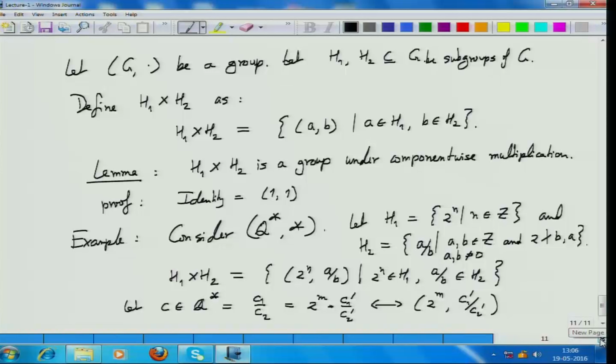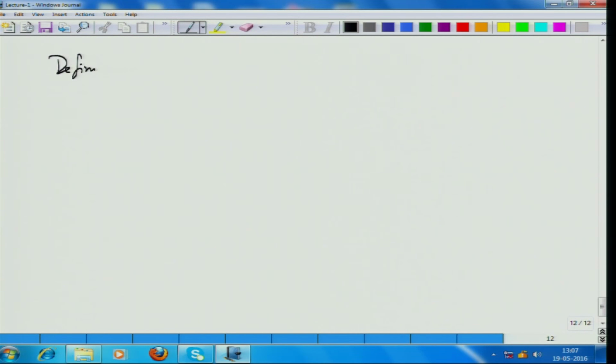So let's formalize this. This is just an example to motivate the definition which I am going to give now. The key thing is this correspondence. How do we formally state this correspondence between the group and the product H1 cross H2? And that is done through the notion of an isomorphism. In fact, I'll do it in 2 steps. Let G dot and H star be 2 groups.